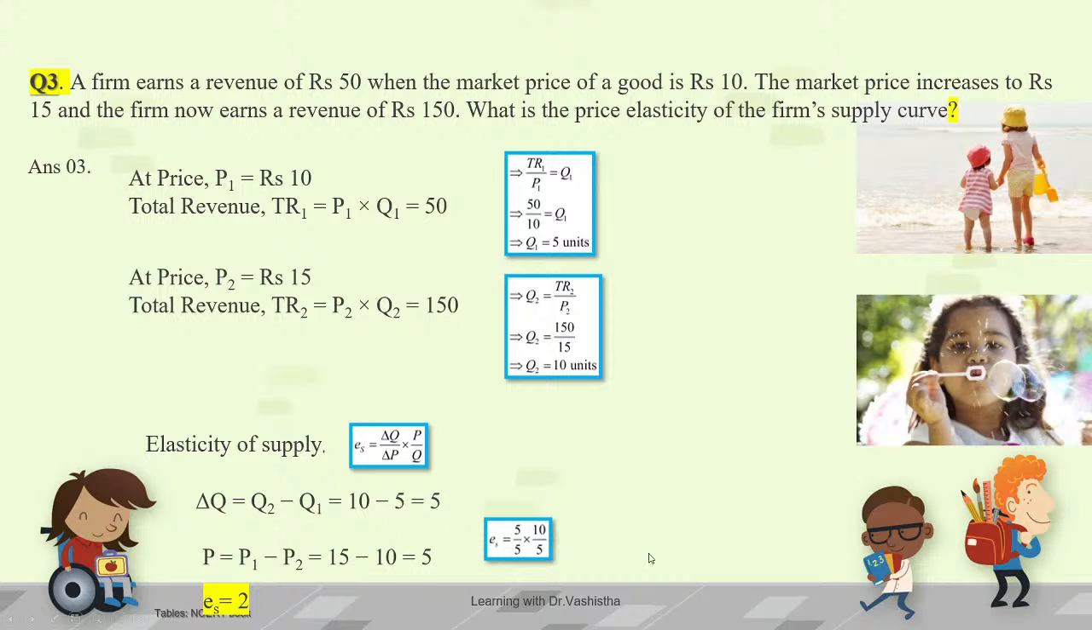Now we'll simply put the values in the formula. Delta Q will be 5, delta P will be 5, multiplied by the initial values of P and Q, and we'll get the value of ES, which is nothing else but the price elasticity of the firm supply curve, which is 2.